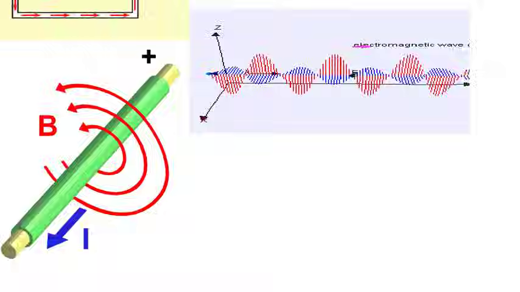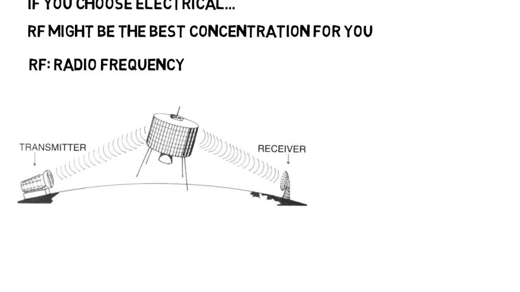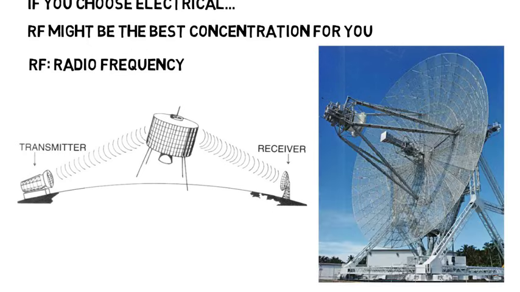So if you love math, then that's good news because both of these have a lot, and you'll see way more beyond calculus A, B, and BC. And if you choose electrical and really enjoy high-level math, then I can say that RF might be the best concentration for you. RF stands for radio frequency and is essentially the wireless communications concentration of electrical engineering. Those students learn more about wireless systems, antennas, and so on, and those classes will be very math and calculus intensive.